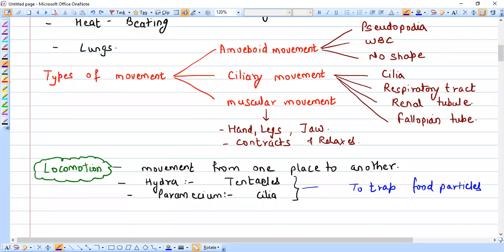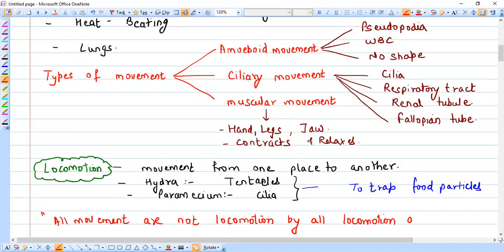I can put one very important and interesting statement. The statement is all movements are not locomotion, but all locomotions are movement. When you think over it, you will understand that this statement holds true. All movements are not locomotion, but all locomotions are movement.